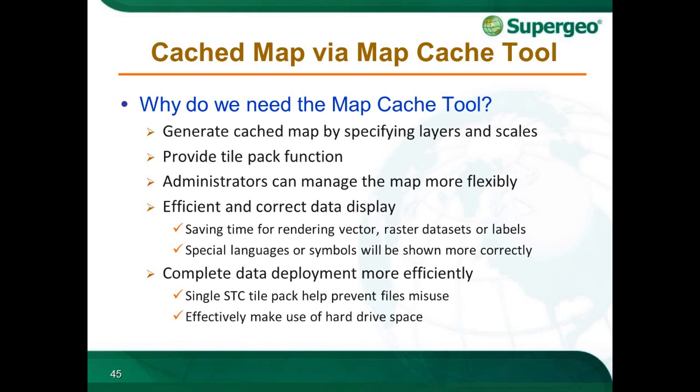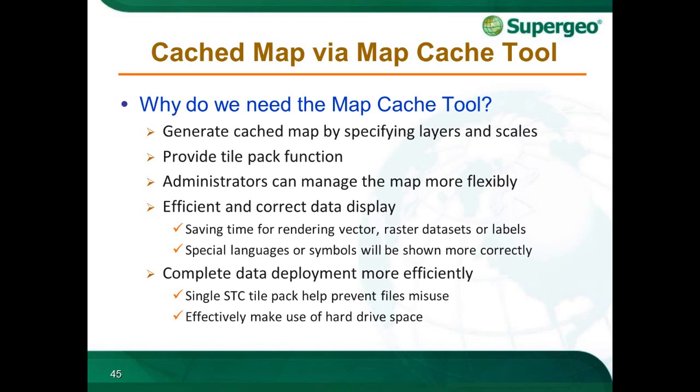And also some of the spatial languages or the symbols sometimes won't be displayed correctly. So if you generate the map cache beforehand, rather than using the map cache service automatically, you can simply generate it and publish the service. So all the special languages or the symbols will be shown more correctly. And the complete data deployment will also be more efficient.